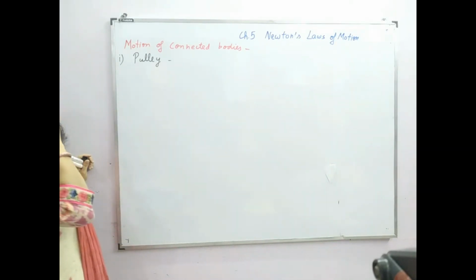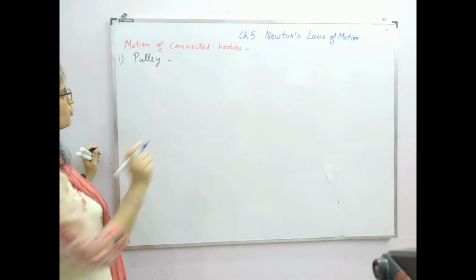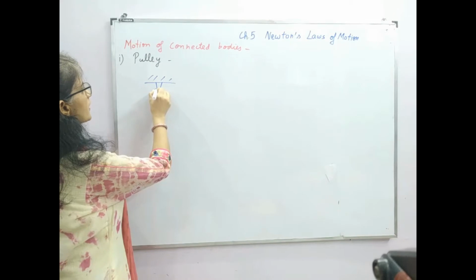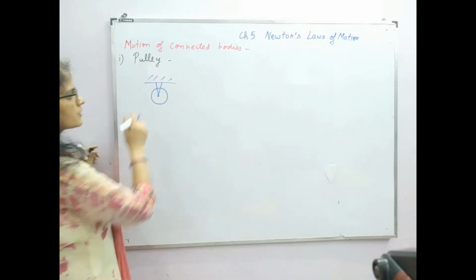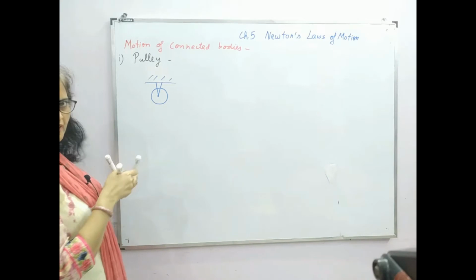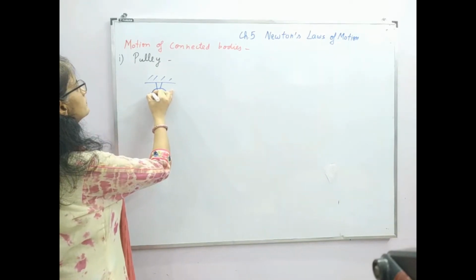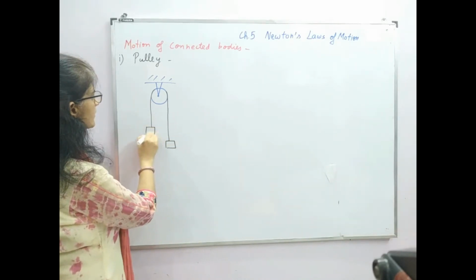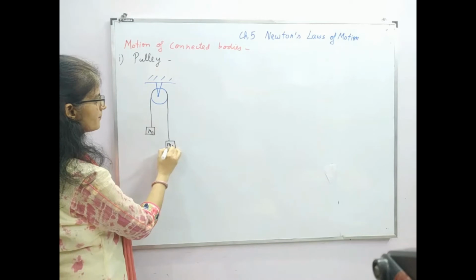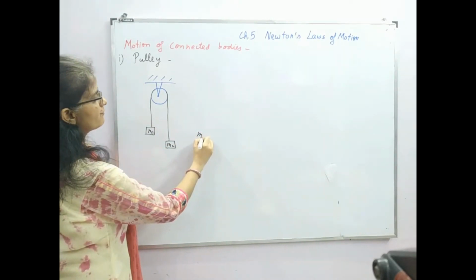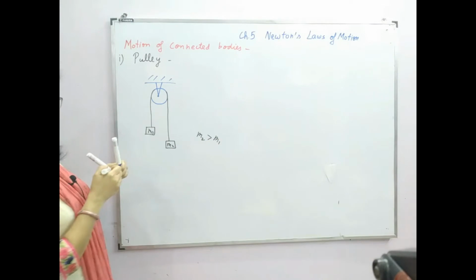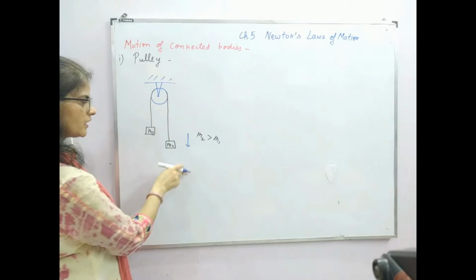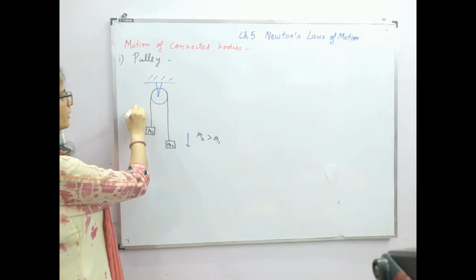So first of all, the simplest case of pulley which we have in our course is the pulley which is attached to the support like this, and a string is passing over it having two masses m1 and m2. Now if m2 is greater than m1, obviously the system will come this way. So the motion of the system will be this way on the second mass and this way on the first mass.